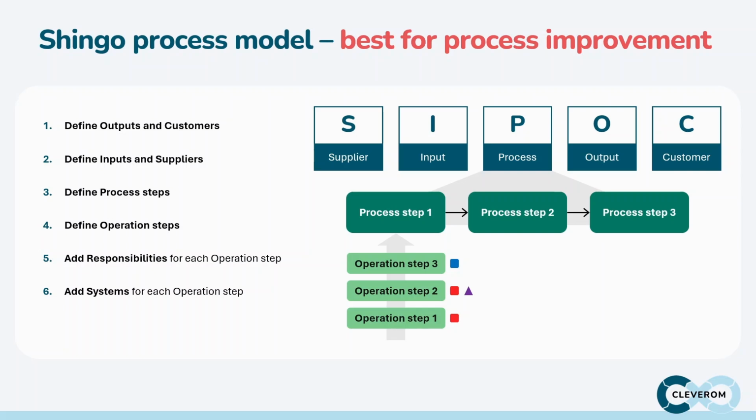Now you understand the basics of building a Shingo process map and why a Shingo map is the most effective way to develop processes. You can now try to build your first Shingo process map in Cleverum or continue with the tutorial on how to create a Shingo process map in Cleverum for more practice.